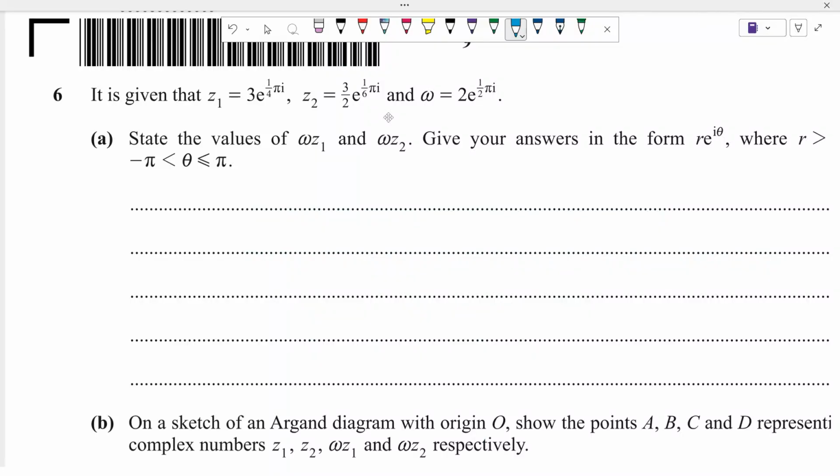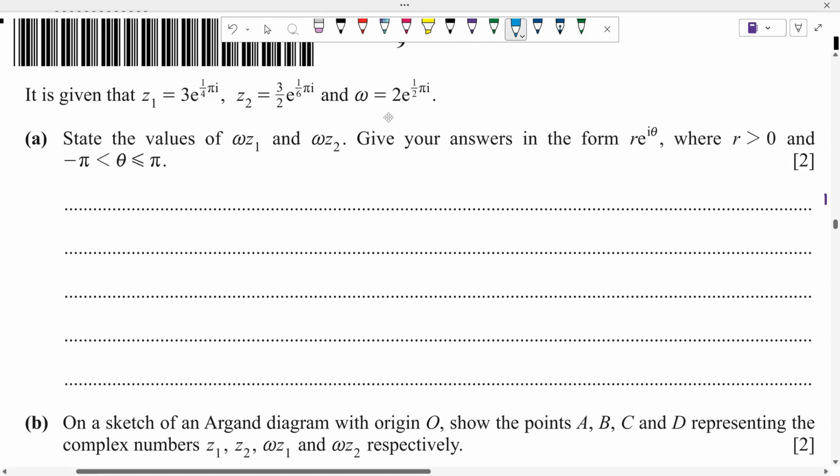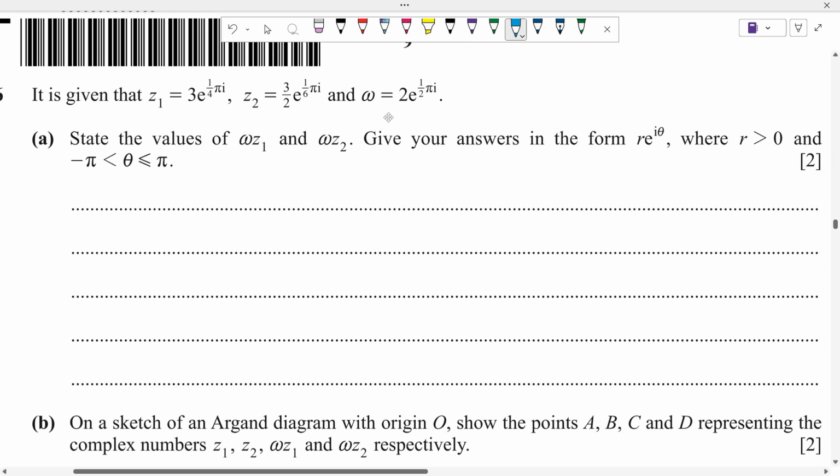Okay, we are going to start question number 6. It is given that complex number z1 is equal to 3 times exponential of pi iota over 4, and z2 is equal to 3 by 2 exponential of pi iota over 6, and omega is equal to 2 times exponential of pi iota over 2. State the value of omega z1 and omega z2. Give your answer in the form of r exponential of iota theta, where r is greater than 0 and theta is less than or equal to pi and greater than negative pi.